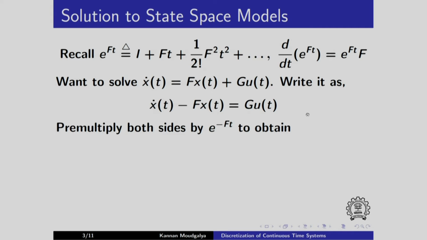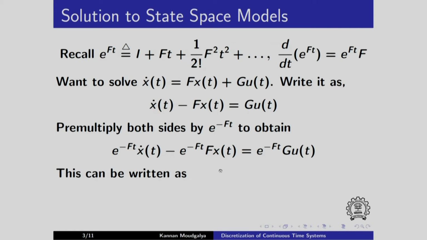Then we pre-multiply both sides by exponential minus ft. So the left hand side becomes this, where we have multiplied by exponential minus ft, multiply the right hand side also. You can write it as follows. Look at the left hand side. You can write it as total derivative.